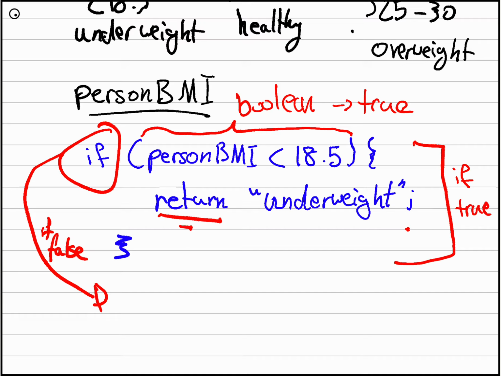So it wouldn't evaluate anything that we have right underneath it. If the person BMI was, let's say, 20, it would say it's false. Yes, exactly. It would say it's false because 20 is not less than 18.5. So then it would go into the next branch and evaluate whatever is here. Does that make sense? Makes sense. Okay, great.